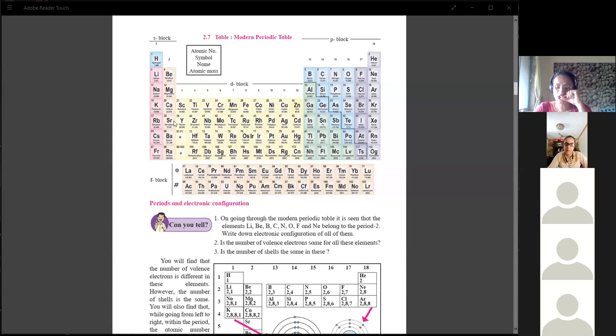Meaning the positive charge on the nucleus increases by 1 unit at a time. However, the additional electron gets added to the same outermost shell. Only two shells are there, K and L. No other shell is added.